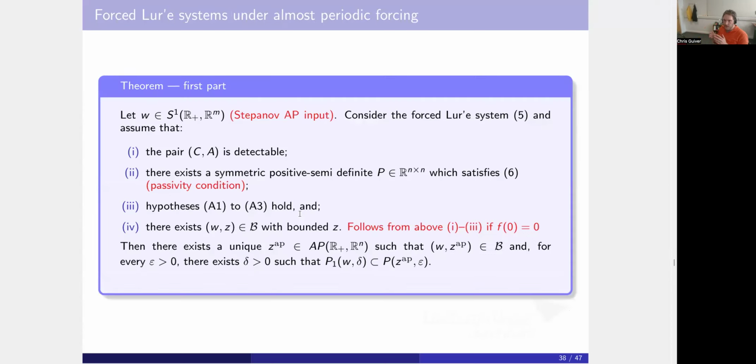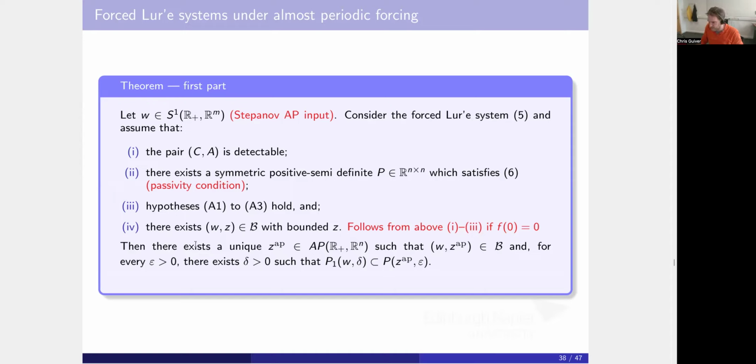So I'm coming towards the last set of theoretical results. We're considering these forced Lur'e differential equations (5), and I've now got a fixed Stepanov almost periodic input, W in S1. So what assumptions do I impose? I want detectability of my pair (C, A), as before, and a symmetric positive definite solution of my matrix inequality. The nonlinear term F satisfies my earlier assumptions, and I need the existence of a trajectory which has bounded state. Now this follows from the previous points if you assume f of 0 is 0. But for incremental stability, you don't need f of 0 to be 0 because you're just looking at the difference of two solutions rather than a solution compared to 0.